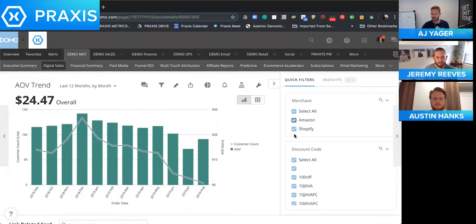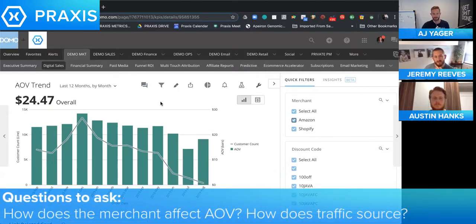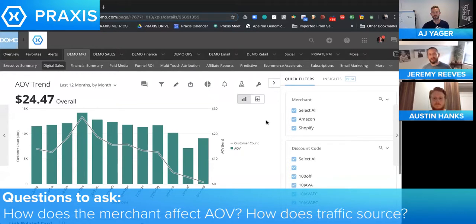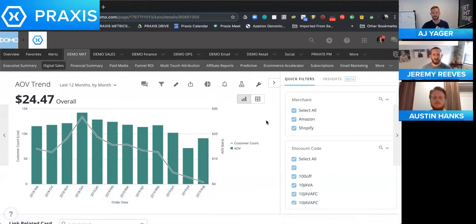Cool. Anything else for AOV? No, I mean, one thing a lot of people miss, and this could be merchant or traffic source, is they say, hey, the AOV is $100. Well, is it $100 for all of your traffic channels, or is it $120 for Google and $80 for Facebook and $95 for Shopify? You know what I mean? It's a good way to break it down because it generally is different.